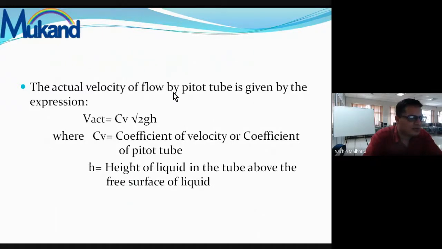The actual velocity of flow by pitot tube is given by the expression V actual = Cv √(2gh), where Cv is the coefficient of velocity or coefficient of the pitot tube, g is the acceleration due to gravity, and h is the height of liquid in the tube above the free surface of the liquid.